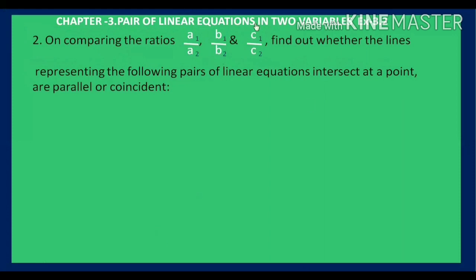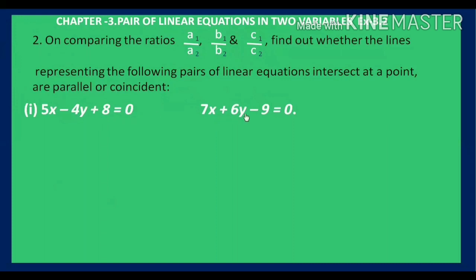Now question second, on comparing a1 upon a2, b1 upon b2, c1 upon c2, find out whether the lines representing the following pair of equations intersect at a point, or are parallel or coincident. You know that we have three types of lines whenever we draw the graph for a system of linear equations, and the solution always depends on a1 upon a2, b1 upon b2, c1 upon c2. थर्ड क्वेश्चन भी सेम है, सो सेकंड एंड थर्ड आर सेम क्वेश्चन. मैं थर्ड क्वेश्चन को भी यहाँ इंक्लूड कर रहा हूँ. थर्ड क्वेश्चन यू कैन ट्राई योर सेल्फ.